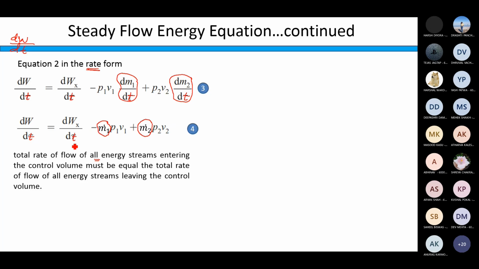When I say all energy streams, I do not mean either heat or work. I mean both. There are two kinds of interactions happening at the boundary: the heat interaction and the work interaction. So I have to take into account all those interactions taking place. I can write the energy balance equation in this form: m dot 1 E1 plus dQ by dt must be equal to m dot 2 E2 plus dW by dt.